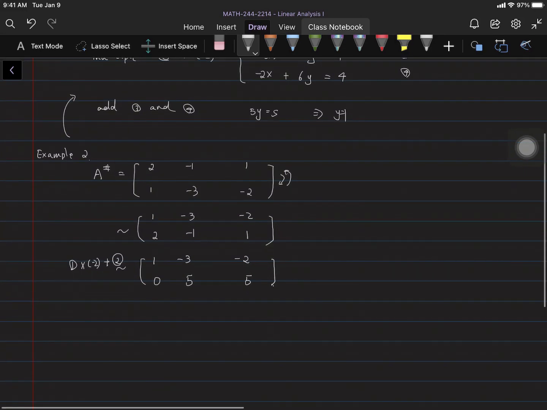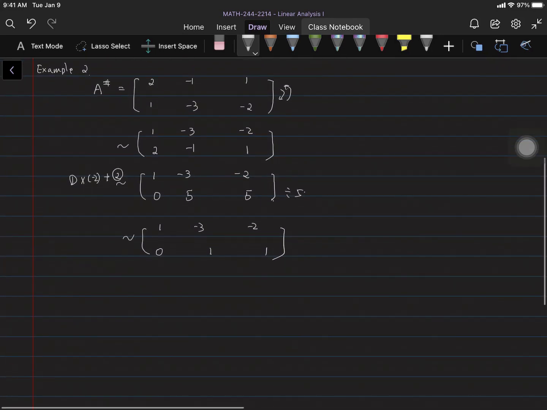Look at this. In the next step, we divide the second row by 5. So again, 0, 1, 1, and then 1, negative 3, negative 2. If we look at the second row, this just means y equals 1. Don't worry too much right now. I just want to give you a brief idea. In the future, we are going to make some changes to the matrix, change it into an easy form, and then find the solution. Next, I'm going to give you the definition of elementary row operations. Actually, what we did here are all row operations.